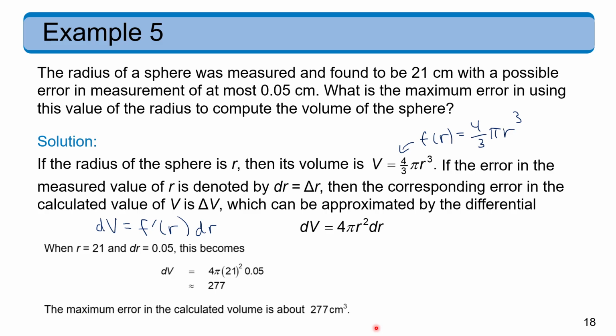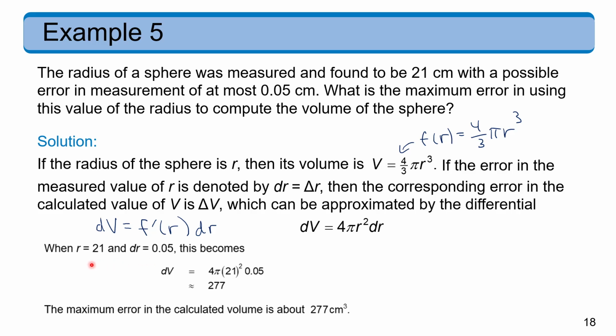And so you can see that's been substituted in here for the f prime of r, and then we have the dr multiplied to the right. So now we have our formula for the differential dv. Now we have to plug in the known values for r and dr. We just discussed that dr is how far r is off from the true measurement, and the maximum that it's off was given to be 0.05 centimeters. So we're going to let dr be 0.05.